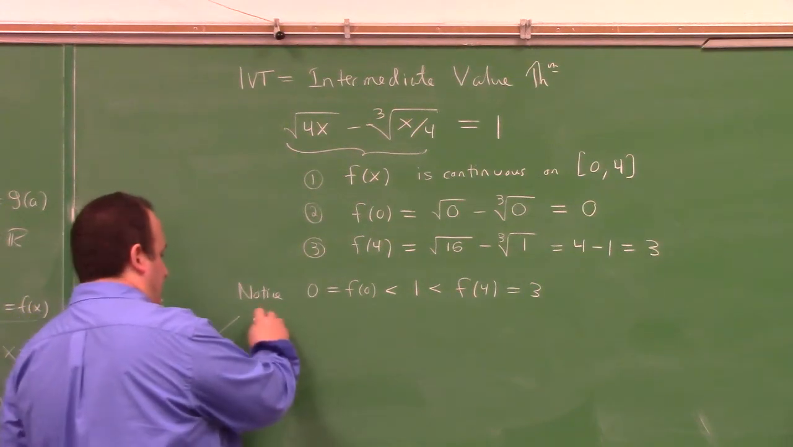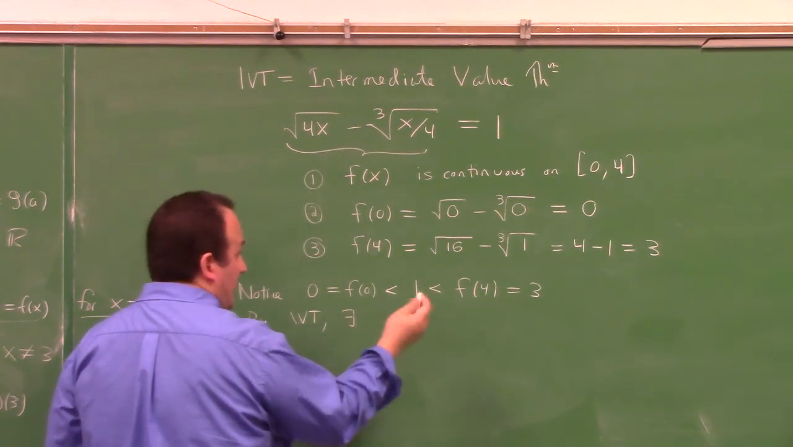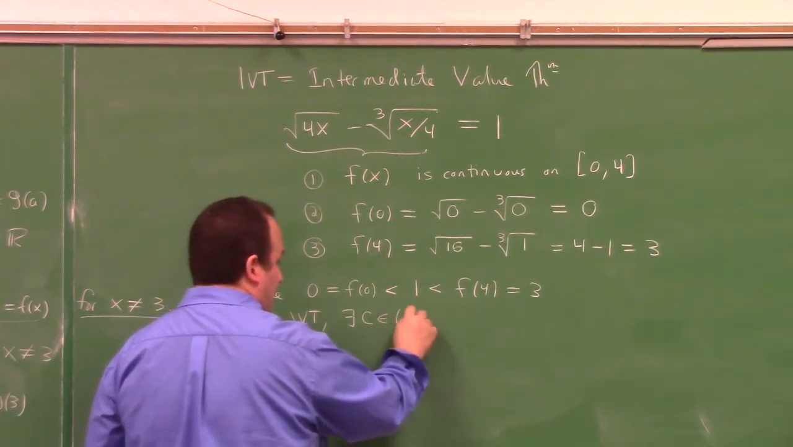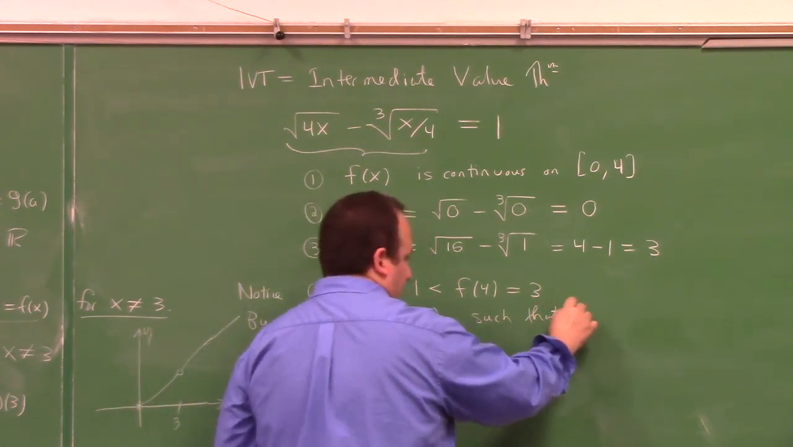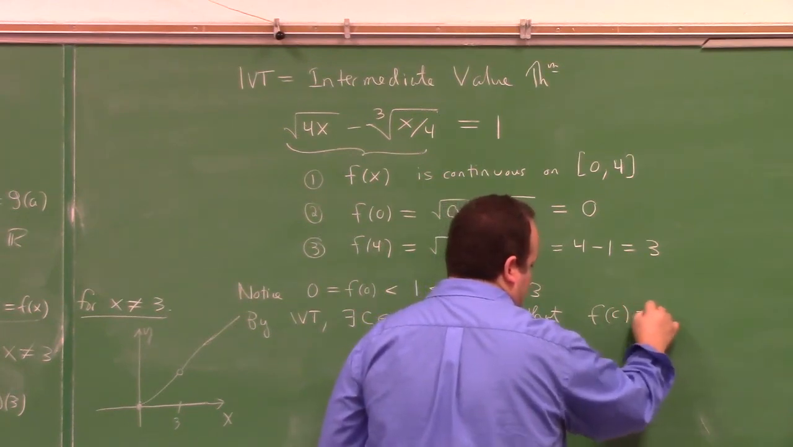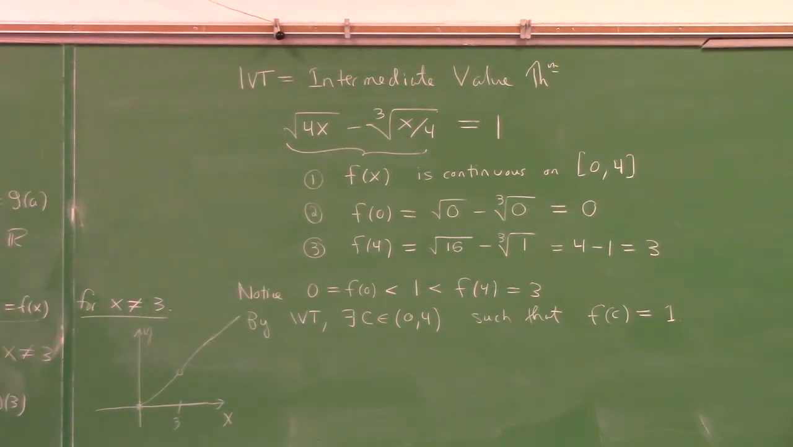The conclusion is, by the intermediate value theorem, there exists some constant c in the open interval from 0 to 4 such that f of c equals that intermediate value, which in this case is 1. But that's exactly what we want, because if you set x equal to c, you've solved that equation. So that's problem 41.